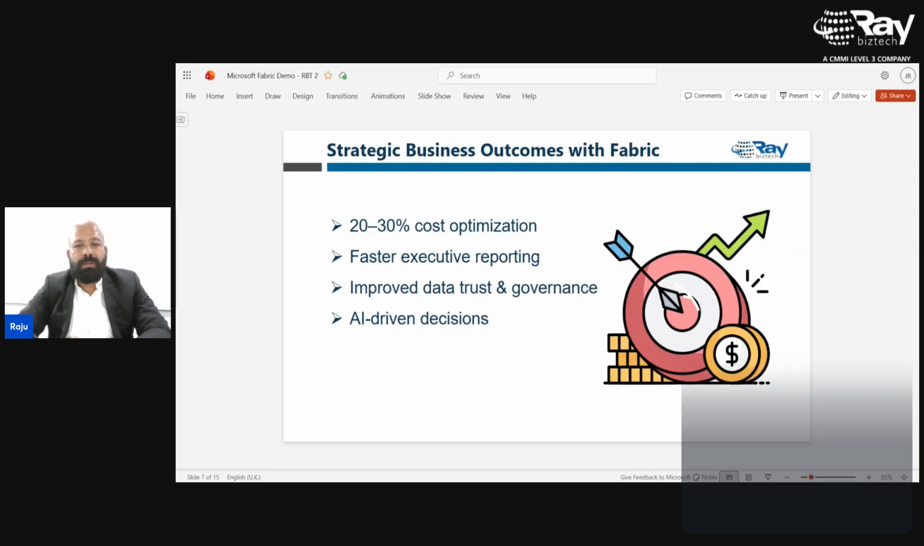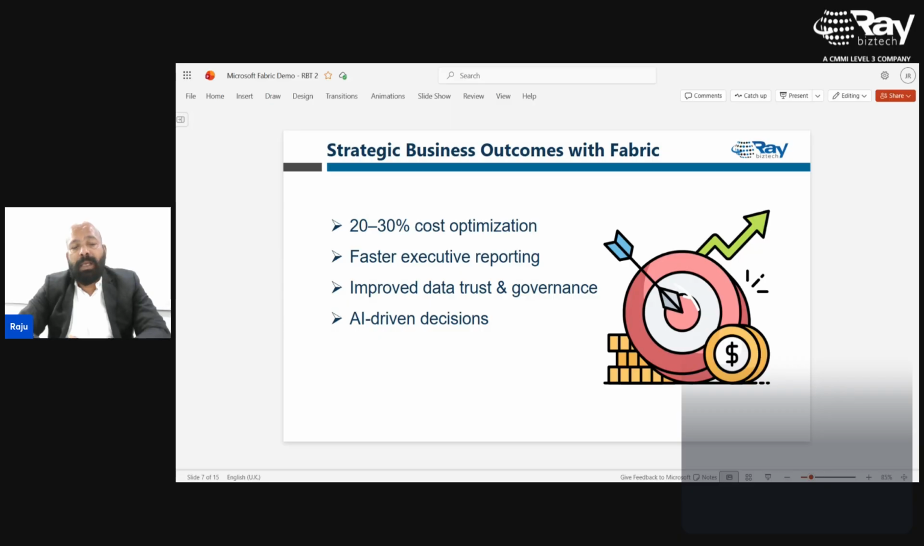Strategic business outcomes with Fabric. So 20 to 30% cost optimization is already achieved as you are eliminating the legacy infrastructure and the licensing cost. There is faster executive reporting. As OneLake acts as a single source of truth, the reporting refresh will be very fast.